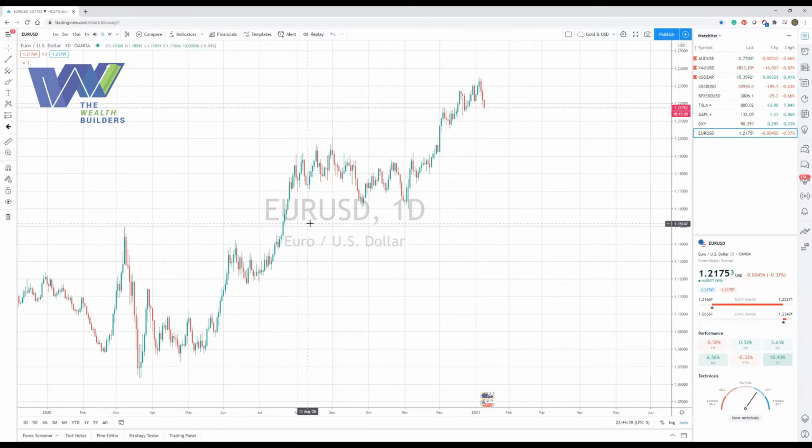For 1 euro, how many American dollars? This price over here tells me how many American dollars I can get. There is a difference in price: there is an ask and a bid price. The ask price is the price you buy at when you want to put in a buy, and the bid price is the price you use when you're putting in a sell. The difference between those two prices is what we call the spread.